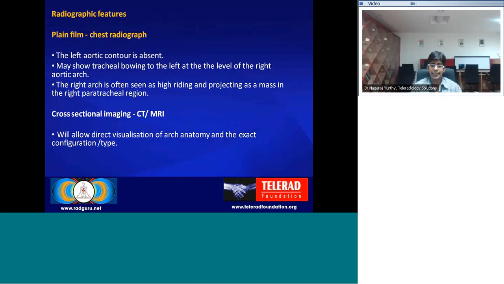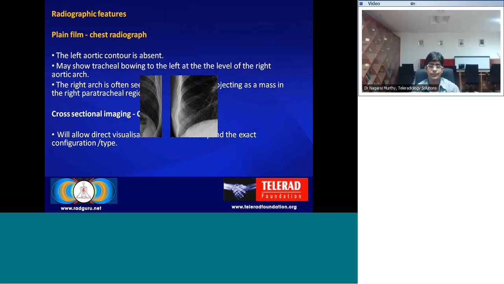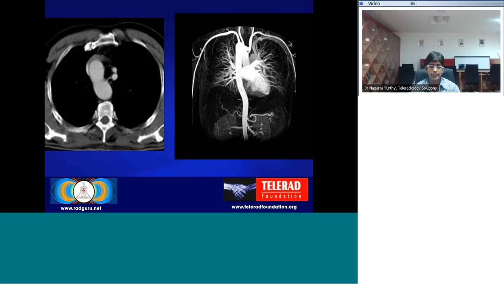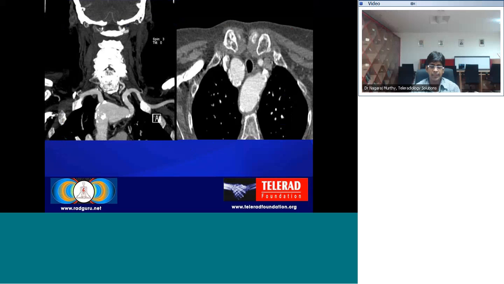Cross-sectional imaging of the CT and MRI are more helpful and helps in diagnosing the type of the aortic arch and its branch configuration. This is the CT showing the right side aortic arch, and this is an MRA showing right aortic arch with 4 vessels. This is the right aortic arch with aberrant left subclavian artery, and this is the dilated segment known as Kommerell diverticulum.